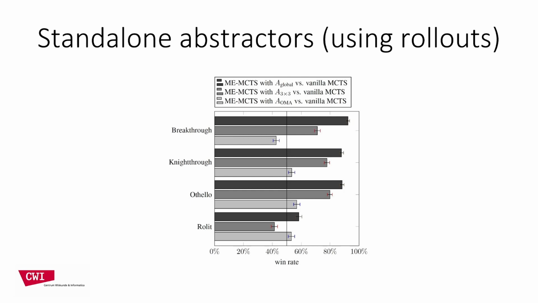Before plugging multiple abstractors into ME-MCTS and combining them there, we tested them individually, that is, together with only the tree estimator of vanilla MCTS, to establish their performance as a baseline. Of course, the quality of an estimator combination technique strongly depends on the quality of the estimators that you put in. And we can see that individually, A global worked well in all 4 games, A3x3 in all games but Roll It, and AOMA in all games but Breakthrough.